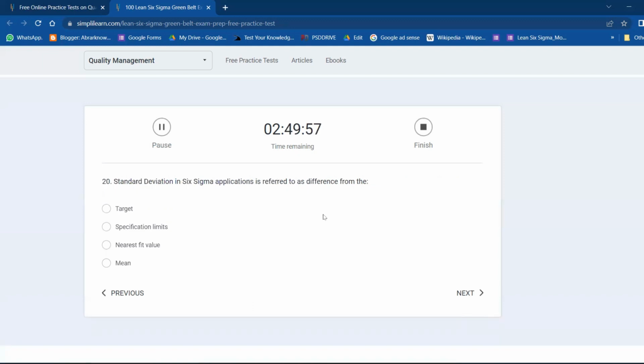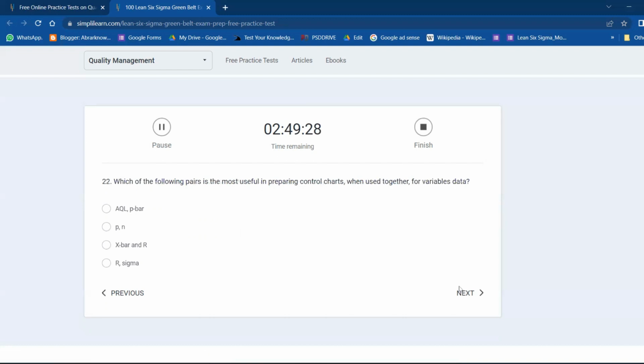Standard deviation in Six Sigma applications mostly goes with the mean, right? In the middle you get the mean. And then 21st question, and here we go. In a typical Design for Six Sigma approach, which of these stages figure in most Design for Six Sigma approaches? Then you have Identify.